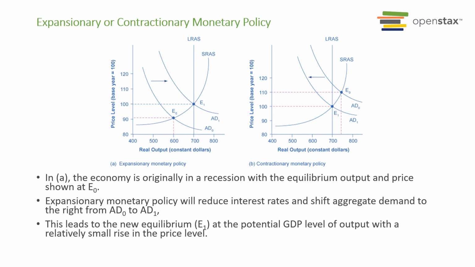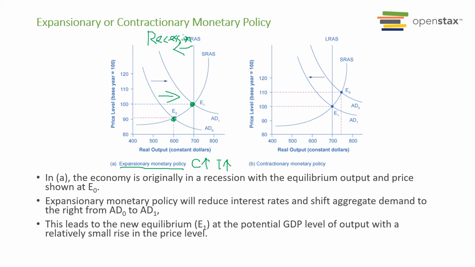All right, so this is how we use it in the bigger picture. On the left panel, panel A, at point E0, see how we are to the left of our long run supply curve. Remember, to the left, we have recession. Now, what do we do with the recession? We use our expansionary policy, so lower interest rate. With a lower interest rate, you're going to see higher consumption and higher investment, and therefore your aggregate demand curve will be shifted to the right.